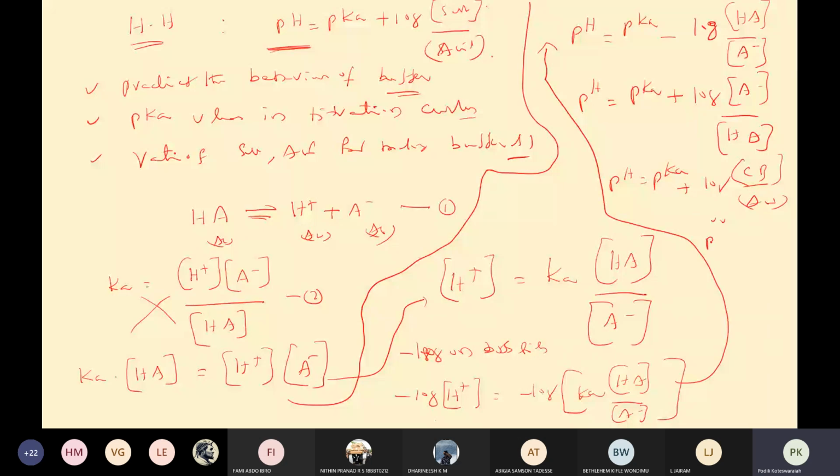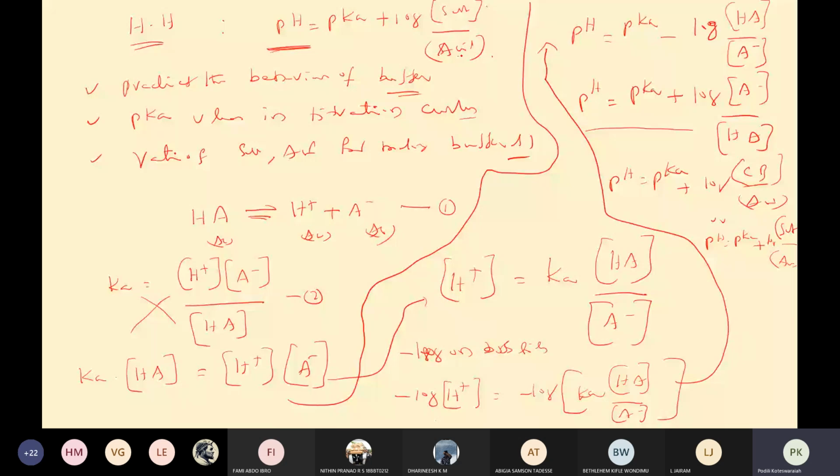Or we can also write it as pH is equal to pKa plus log concentration of salt by concentration of acid, or pH is equal to pKa plus log proton donor by proton acceptor. So in many ways we can represent this Henderson-Hasselbalch equation. So pH is equal to pKa plus log concentration of salt divided by concentration of acid.